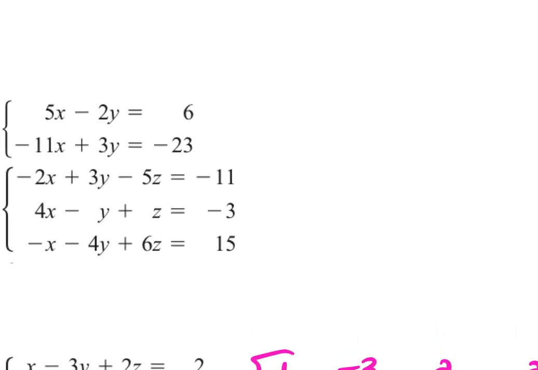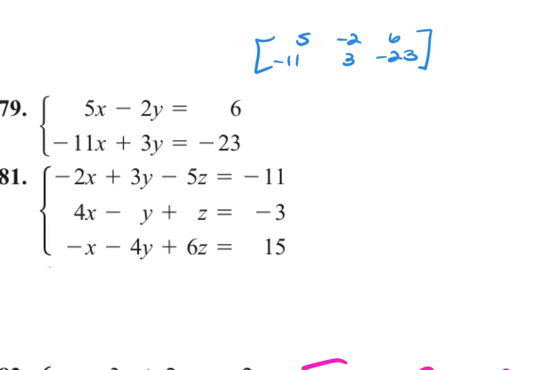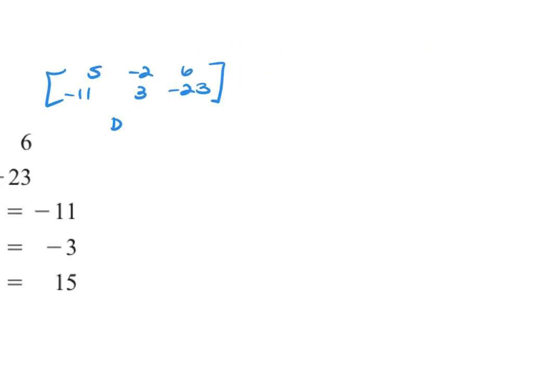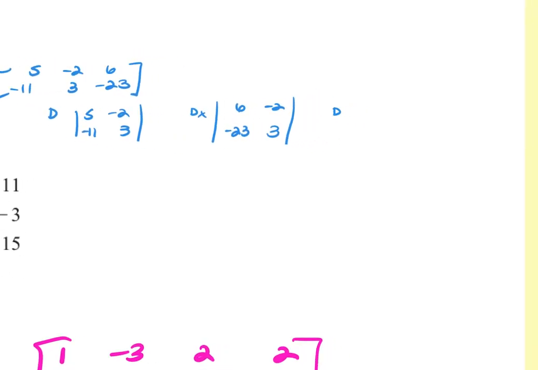Okay, so now it's Cramer's rule with two variables, right? So it's 5, negative 2, 6, negative 11, 3, negative 23. That's a negative, yep. So I'm going to do D. D is the x's and the y's. 5, negative 2, negative 11, 3. d of x is, take out the x's, put in the constant. 6, negative 23, negative 2, 3. And d of y, take out the y's, put in the constant. So 5, negative 11, 6, negative 23.